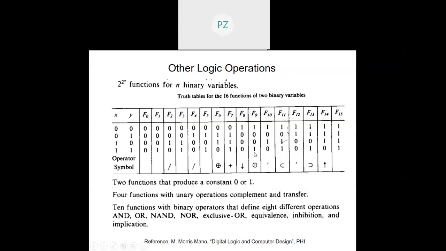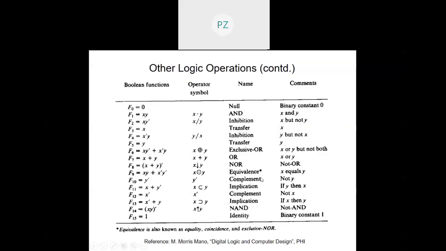And why is it called the equivalence function? I've written here, this is called the equivalence function because it tells you about the equality. F9 is 1 only when both of them are equal. 0 0, that is why 1. This is unequal, so a 0. Unequal, that is why a 0. And this is equal again, so a 1. That is why this is also called exclusive NOR. That is an exclusive OR followed by a NOT, or it can also be called the equivalence function because it tells you about the equality of the two given values.